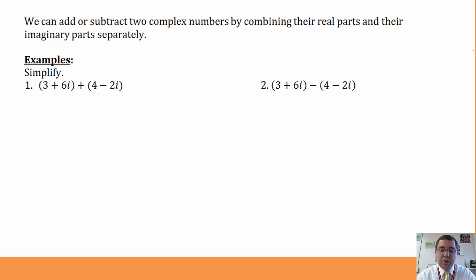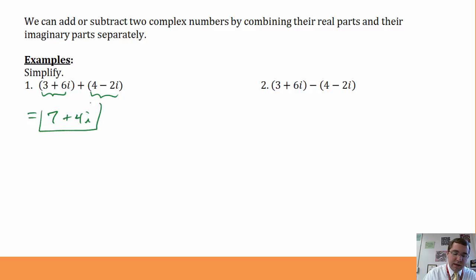We can add or subtract two complex numbers by combining their real parts and their imaginary parts separately. Kind of like combining like terms, where the like terms are defined by whether or not they have an i. So, for example, simplify (3 plus 6i) plus (4 minus 2i). Those are two complex numbers. We're going to add those two numbers by adding their real parts, 3 plus 4 is 7, and adding their imaginary parts, 6i minus 2i makes plus 4i. And that's another complex number.